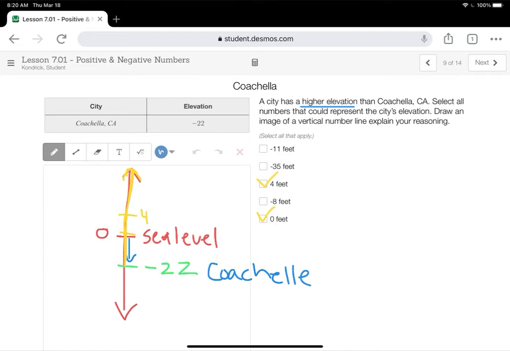But now the question is, are there any negative numbers that are between negative 22 and 0? Well, just because I know it's 22 feet away from 0 going down, I still have negative 8 that it passes and negative 11 that it passes as well. So negative 11, 4, negative 8, and 0 are all above Coachella. Negative 35 is if I started at 0 and went 35 down, so negative 35 is further away from sea level than Coachella.